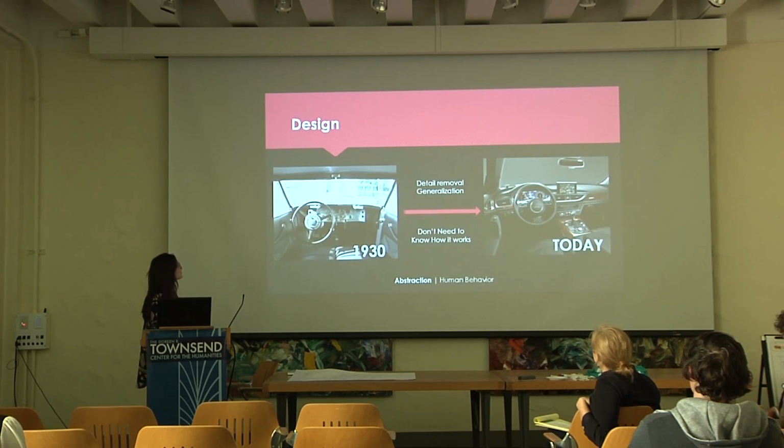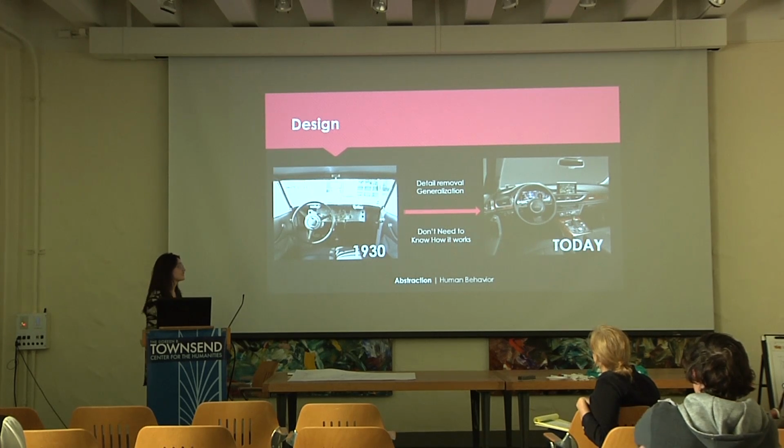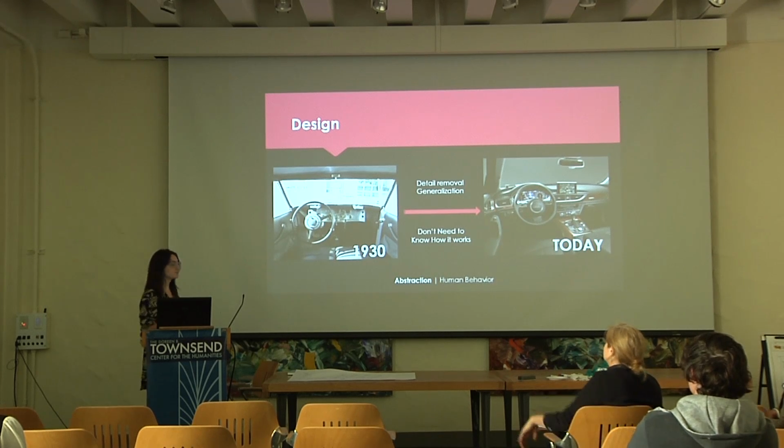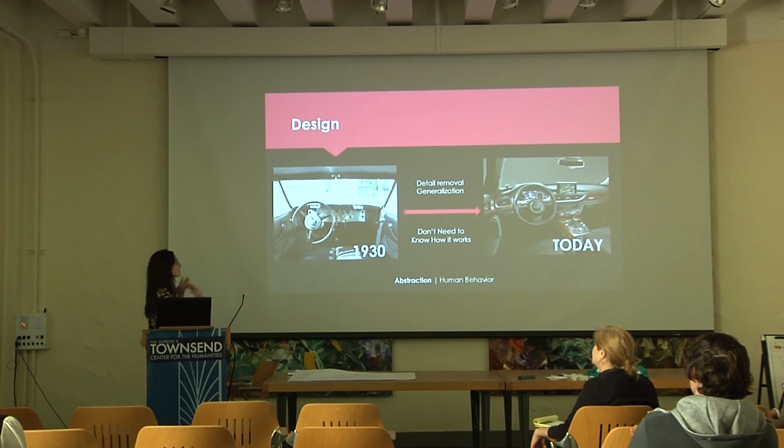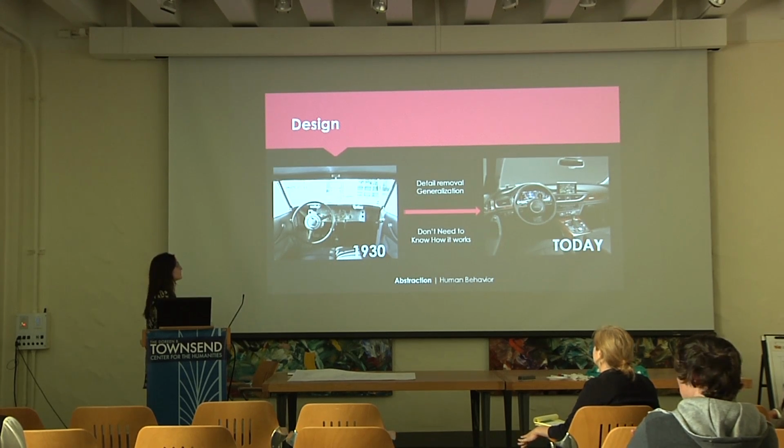So focusing on abstraction. Abstraction consists of removing details and generalization, and you don't really have to know how something's working to be able to use it, which we see in everything from cars to just your computer to your apps. You don't really know what machine things and engineering things are going on underneath the interface, and yet you can still fully use it. So comparing a car from the 1930s to today, the interface is still the same.